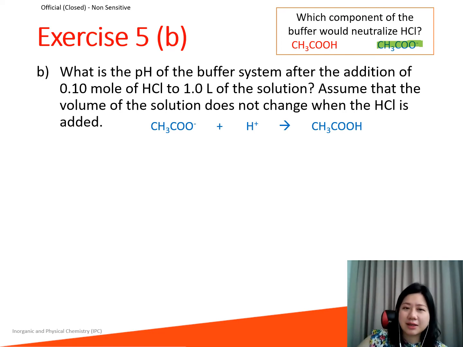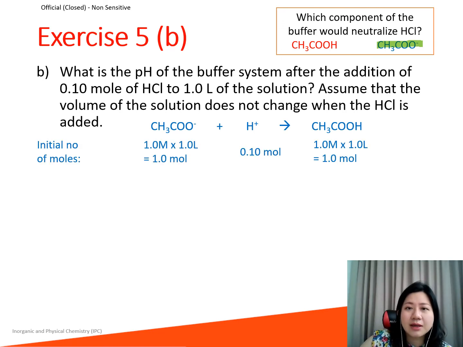Based on the information in the question, the concentrations of CH3COO- and CH3COOH are 1 molar. The volume of buffer solution is 1 liter. So we are starting with 1 mole each of CH3COO- and CH3COOH. The question also states that 0.1 mole of HCl is added to the buffer. Now let's calculate how many moles of CH3COO- and CH3COOH are present after the reaction with HCl. Press pause to do your calculations, then press play to check your answer.